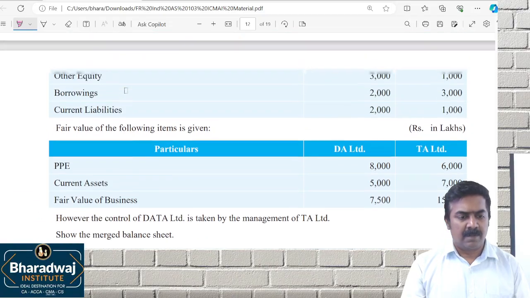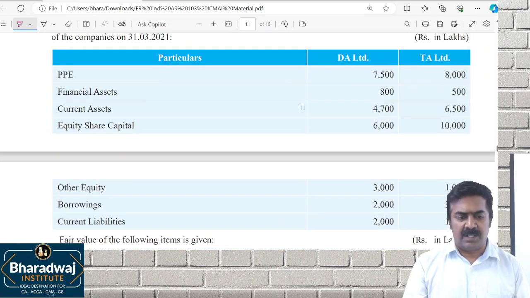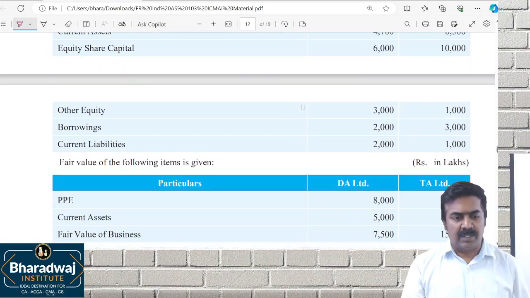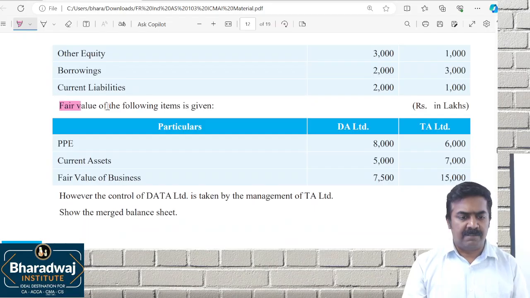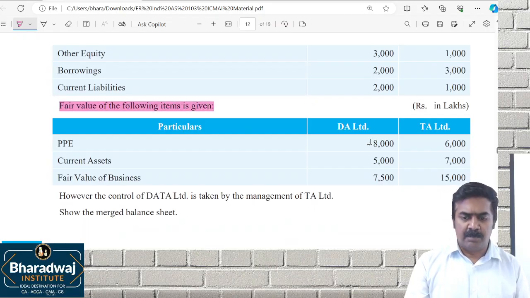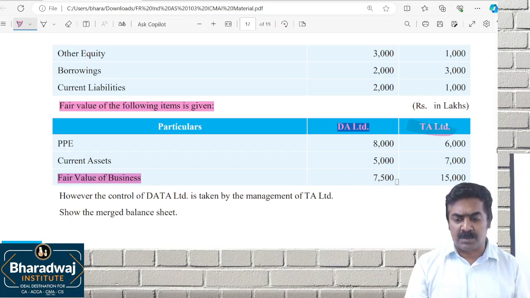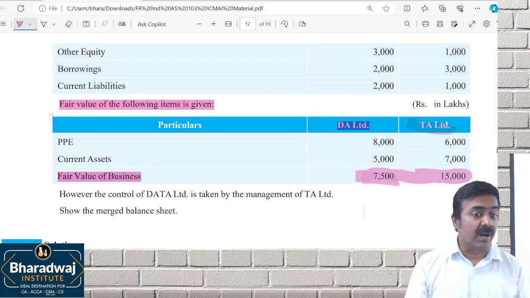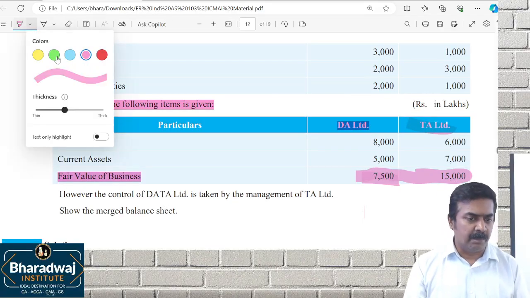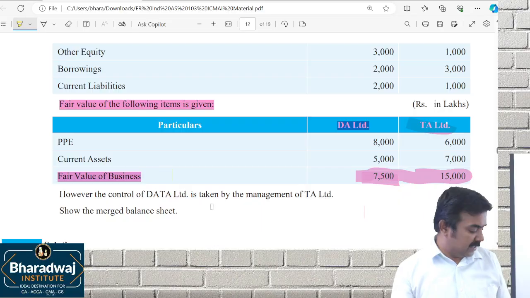They have given PPE, financial assets, current assets. Equity capital is given, other equity, borrowings, current liabilities are given to us. Fair value of the following is given to us. PPE of DA Limited is given, and TA Limited is given to us. Current assets are given to us. What is the next one? Fair value of the business. Value of the business conducted by DA Limited and TA Limited is given. Look at the next point. Other important feasible cost.